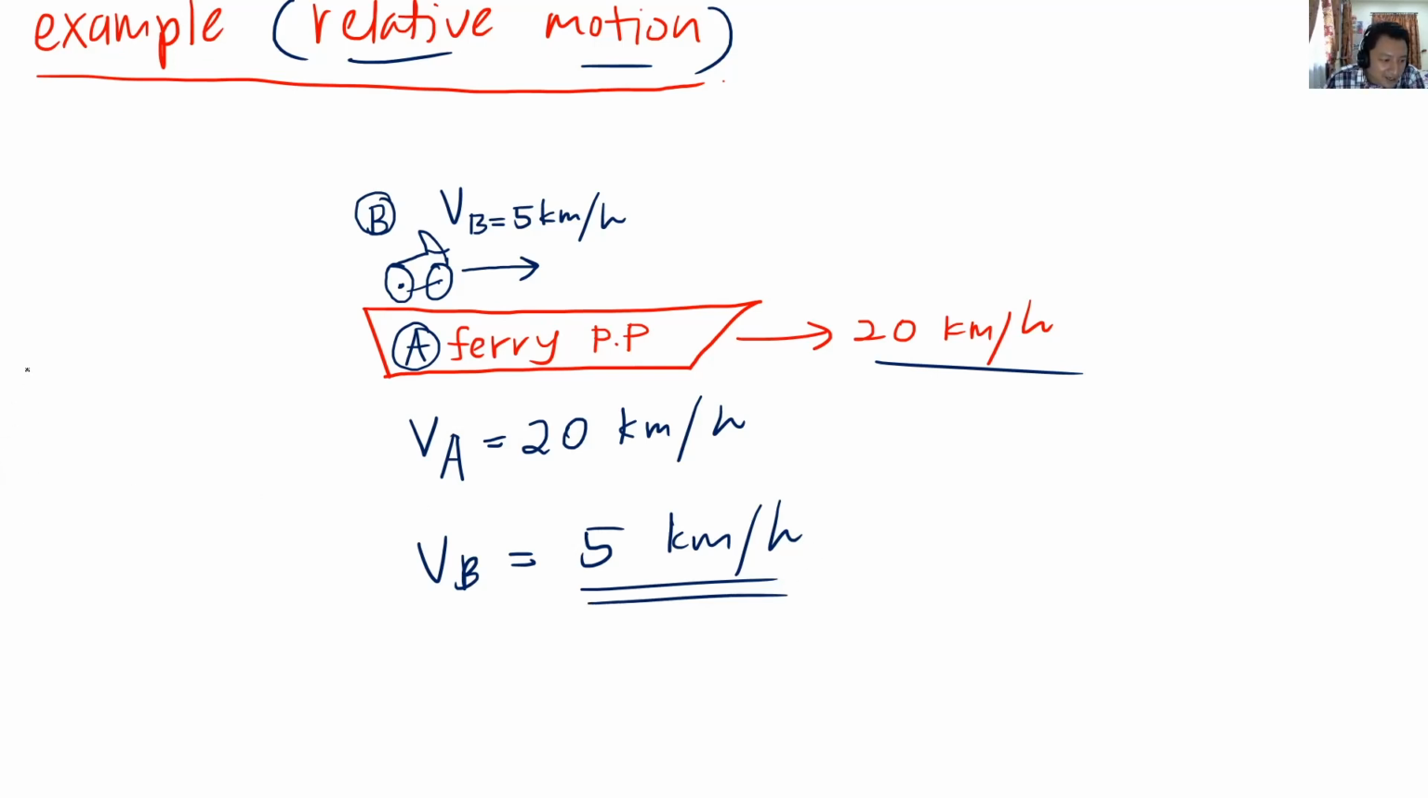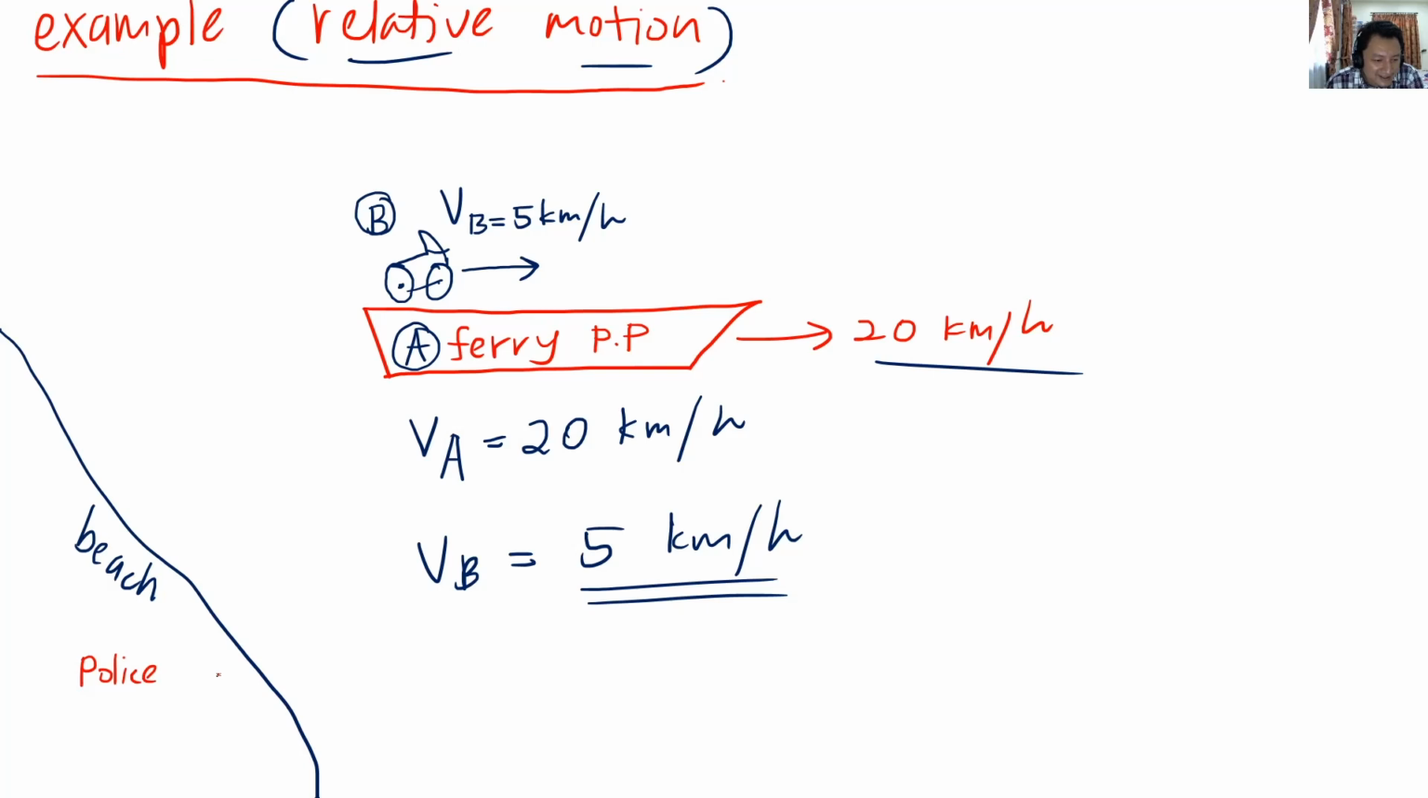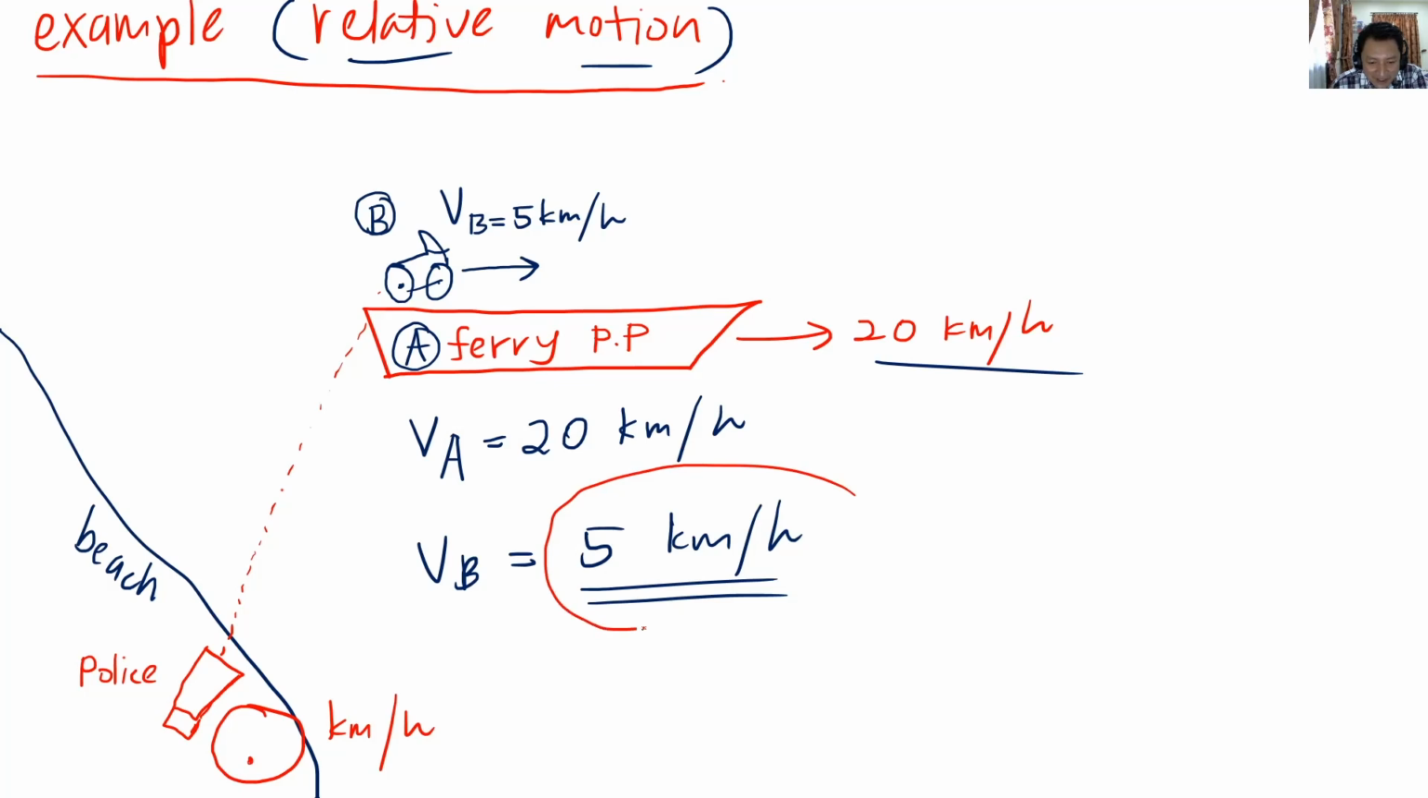But if you are on the beach, let's say somebody else is on the beach. Who is on the beach? Probably some sort of policeman. He has a gun. What kind of gun? A Doppler gun, I think. This gun has a laser, so it shoots a laser at the motorcycle. What speed does it measure? What is the kilometer per hour reading of this policeman? What is the reading? It should not be 5 km per hour, right?